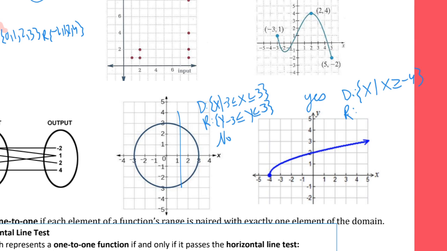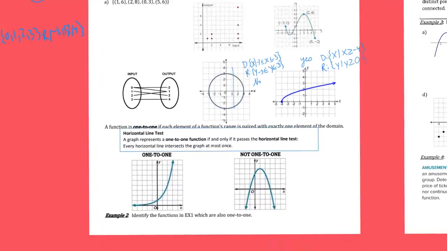The range, however, is going to be low to high. The lowest Y coordinate of this graph is going to be Y, such that Y is greater than or equal to 0. So to make a set of the domain and the range values, you can either list them if there's a finite number that's listable, or you can describe them in a set builder type notation. So I want to give you some options based on what you see.